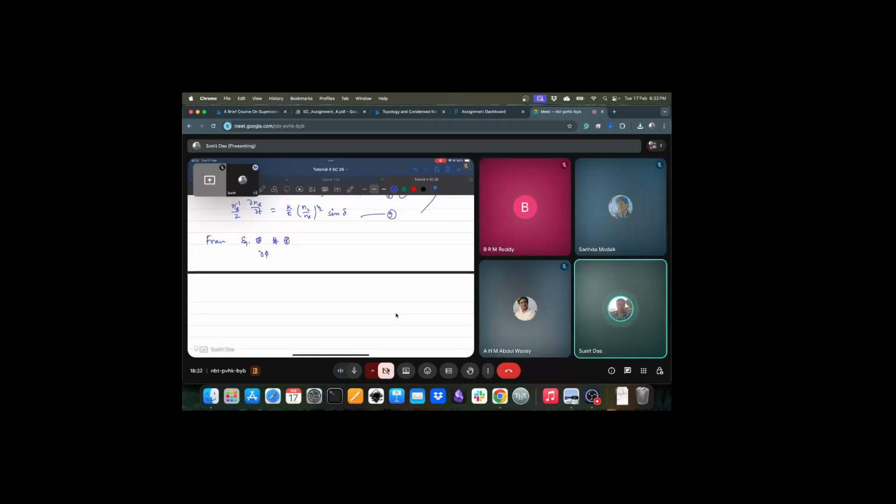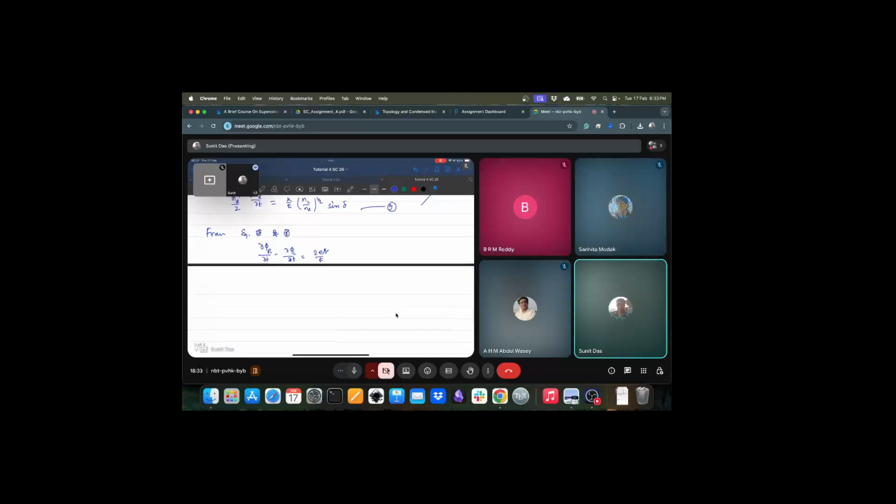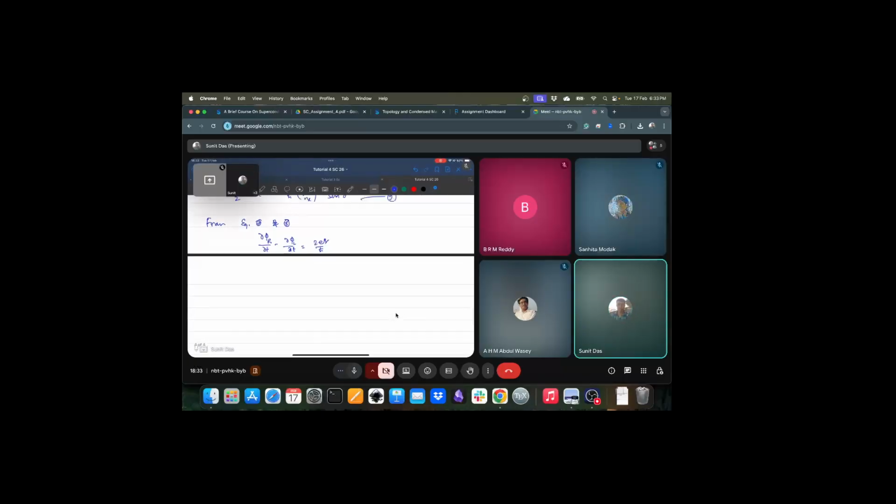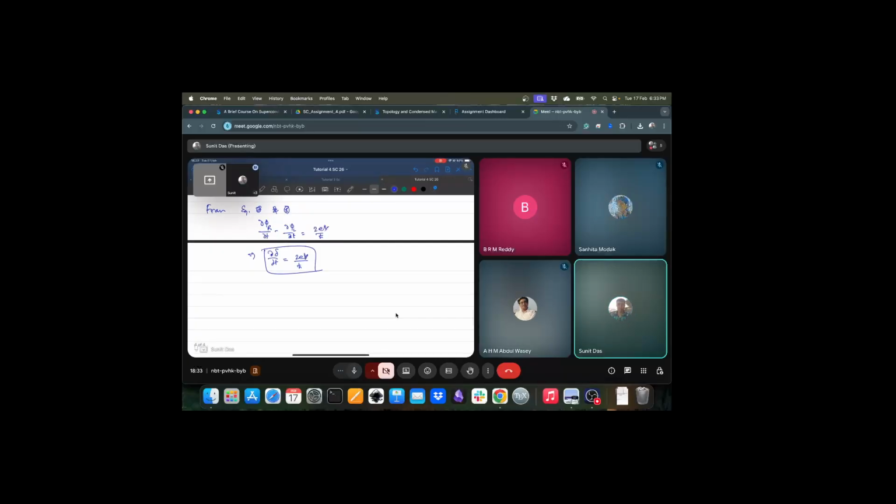del phi r by del t minus del phi l by del t equal to 2eV by h bar. Okay, and this we can write as del delta of t by del t equal to 2eV by h bar. So this is the second Josephson equation.